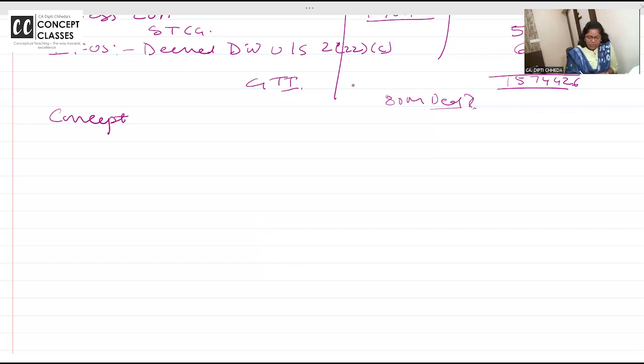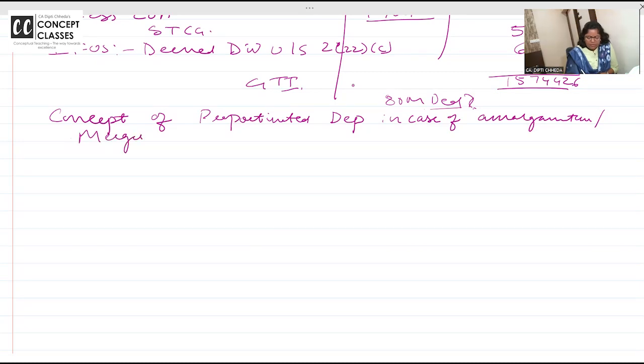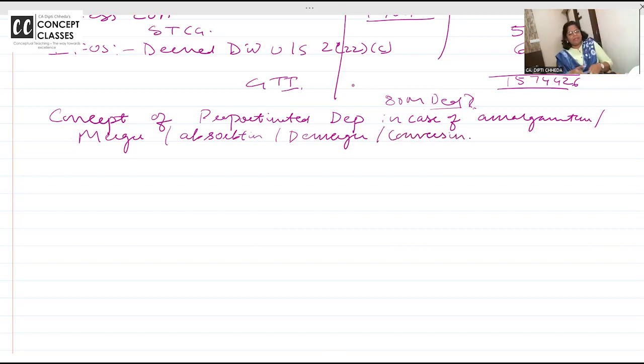Everyone write. Come on. Concept of proportionate depreciation in case of amalgamation, merger, absorption. There's a difference between merger and absorption, I'll tell you, but in all the cases this concept is the same. Demerger. One more term you all write down: conversion. In the exam, they can give you that a private company is converted into an LLP. When did you convert the private company into an LLP? Say 15 September. So till 14 September depreciation stays here, and the rest you take there.